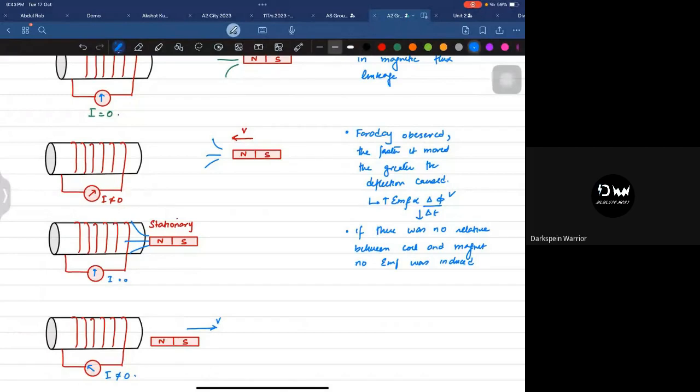So now this is what Lenz has said. Lenz has said if the direction of motion is reversed, the deflection occurs in the opposite direction. Is that clear?